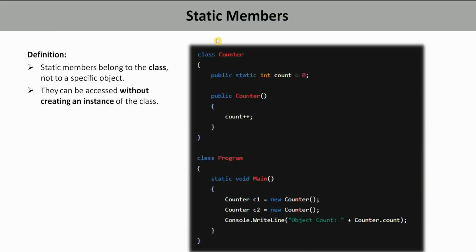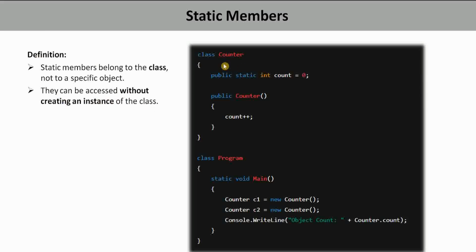Next we have static members. So what are static members? First we have to focus on the definition. Static members belong to the class, not to specific objects. Static members directly belong to that class. Suppose we create any static field or static method inside a class, we can directly call that through the class. We do not need to create an instance of that class to get that value or pass some values. We can directly use the class name dot the field name, like employee ID, employee name. They can be accessed without creating an instance of the class.